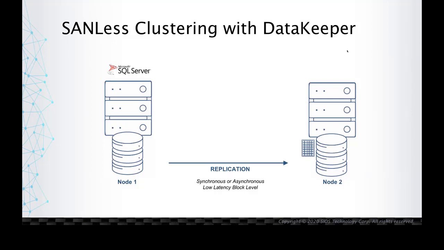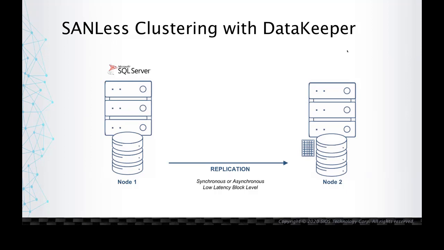Typically, in the same data center, you're going to do synchronous replication. If you're in the cloud, replication between availability zones in the same region will be synchronous. If you want to replicate between multiple regions, then you would choose asynchronous. And so DataKeeper is doing that, making sure the data is in sync across all the cluster nodes.